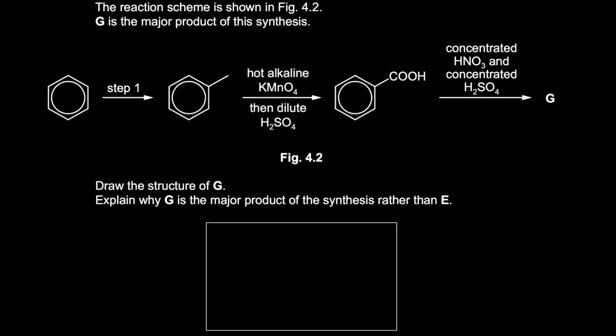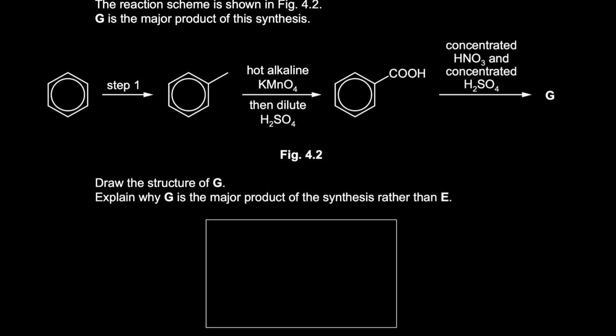The reason is that in G what we have is a CO2H. Where does the nitro group go? Is the CO2H 2,4 directing, just like the methyl group was, or is it going to direct it in some other direction? The acid group is 3 directing over here, right? So the NO2 will go on the 3 position. So G is this guy.